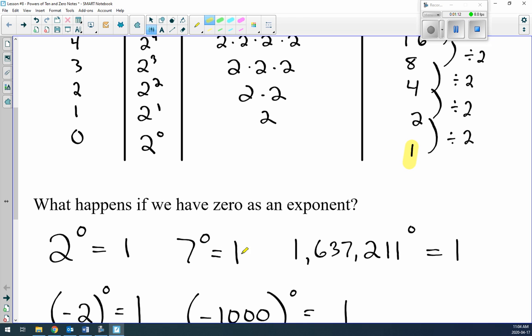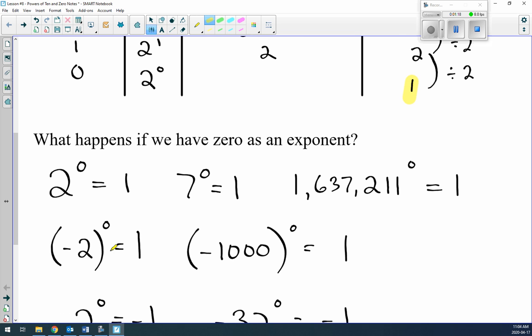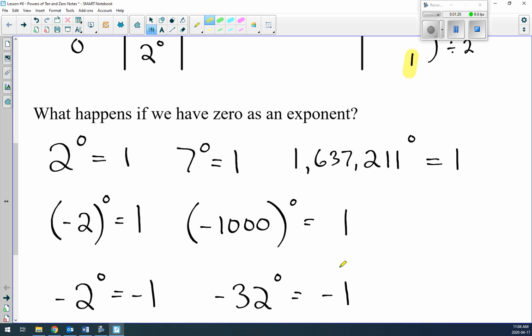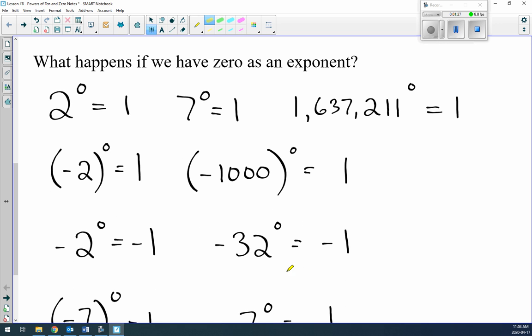7 to the 0 is 1. 1,637,211 to the 0 equals 1. Oh, that's cool. Now look at brackets. Negative 2 in brackets to the 0 is 1. Negative 1,000 in brackets to the 0 is 1. Now, the only time this is going to change is when you have negatives out the front.